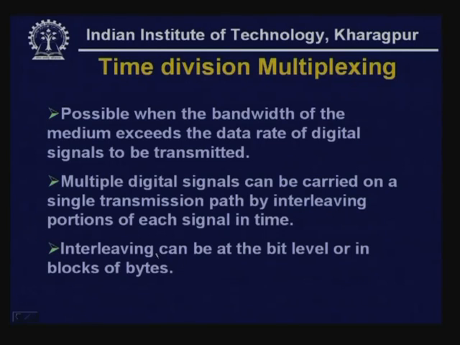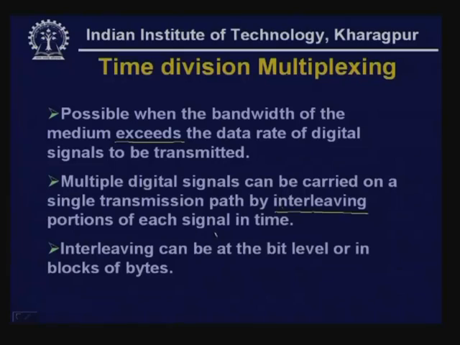This time division multiplexing is possible when the bandwidth of the medium exceeds the data rate of the digital signals to be transmitted. And here also, there is a possibility of sharing. Multiple digital signals can be carried on a single transmission path by interleaving portions of each signal in time. So, what we are doing essentially is interleaving signals. First, we send a signal from channel 1, then from channel 2, then from channel 3. In this way, we are interleaving. Then we send it through the medium having higher bandwidth.